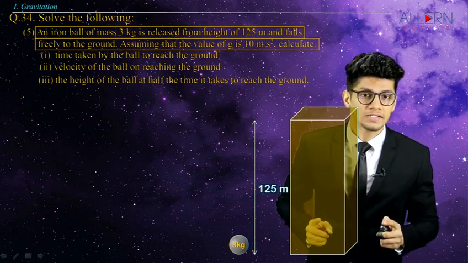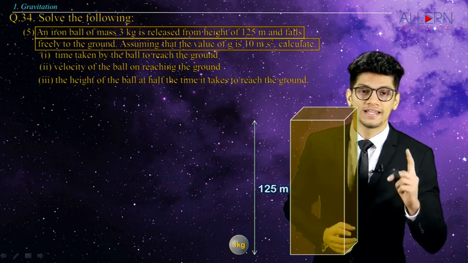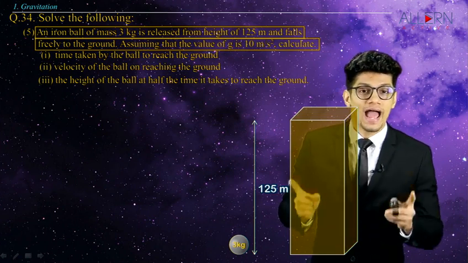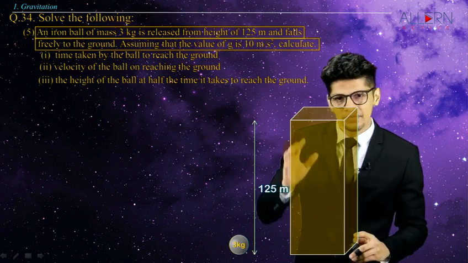Now first of all, what we should understand over here is that the ball is moving from top to bottom. That means we have to make two conclusions. First is that the initial velocity is 0 and g will be positive. Now let's read the question further.